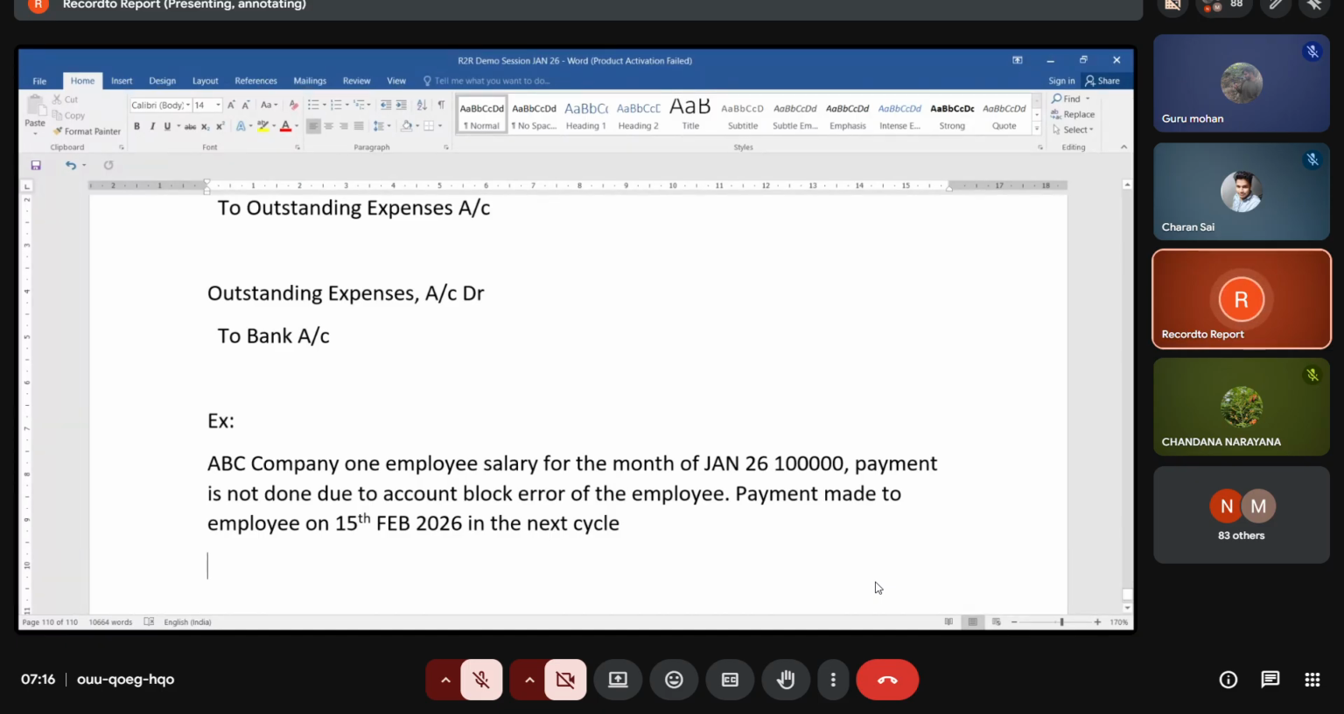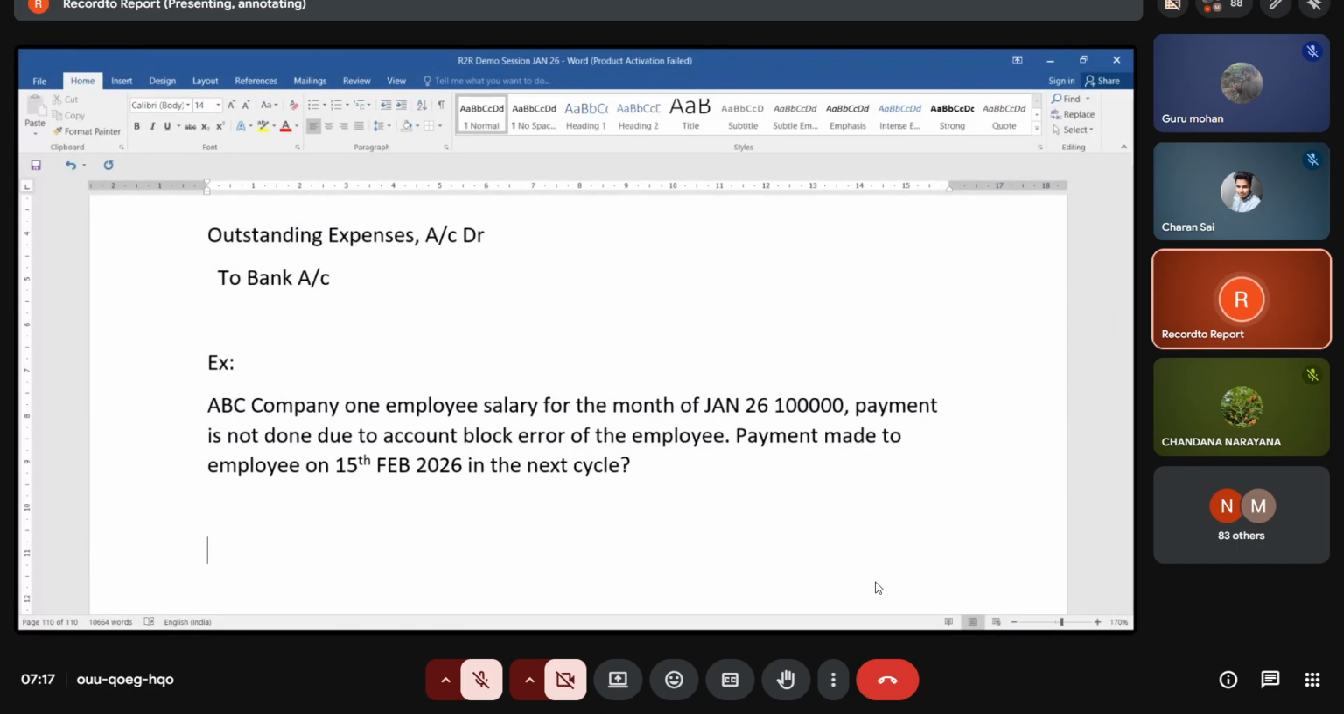So in such cases, the company has to make the payment on the 31st of every month, but the payment is not made. So what is the error due to? The employee bank account is being kept on hold or blocked. So due to that, there is a block error, and the company is not accepting the payments. So in the month of January, what is the entry to be recorded here?